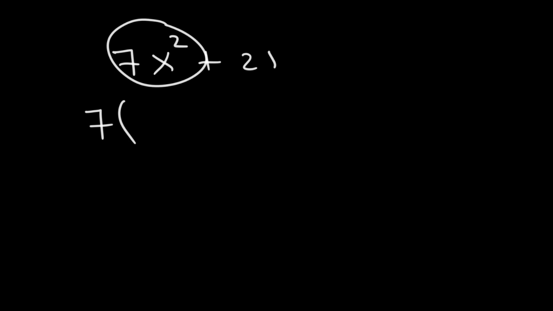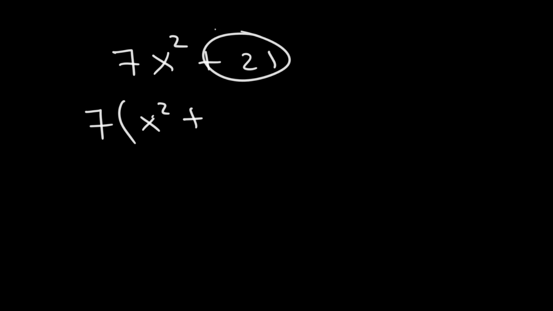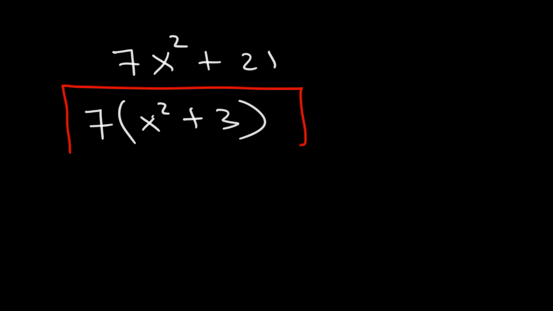Now let's try another example. Using the same process, factor this expression, 7x squared plus 21. So what is the greatest common factor between 7 and 21? This is going to be 7. 7x squared divided by 7 is x squared. 21 divided by 7 is 3. So we can factor it like this. It's 7 times x squared plus 3.